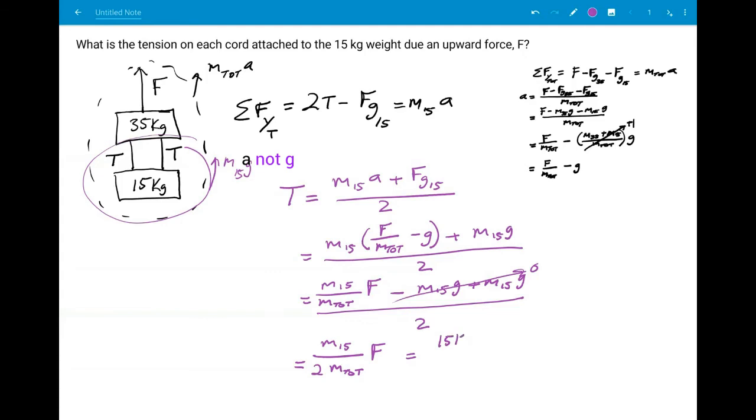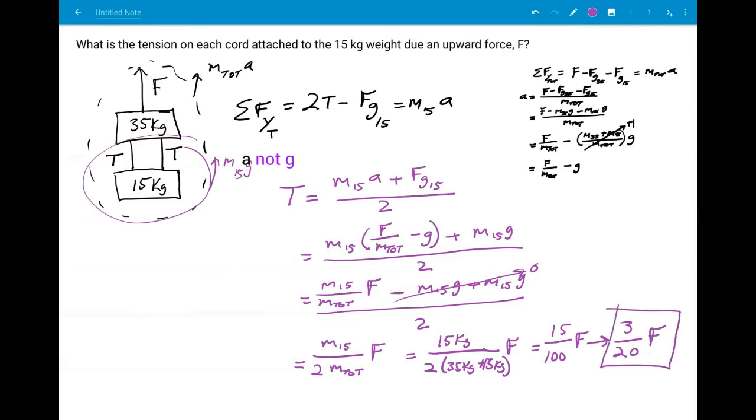So we're going to have 15 kilograms divided by 2 times 35 kilograms plus the 15 kilograms. Okay. And that's going to give us 15 over 100 F. Well, let's reduce that. All that it's going to be is 3/20 F. And that is our solution to the problem. So that will be the tension for each cord that's holding onto that 15 kilogram mass.